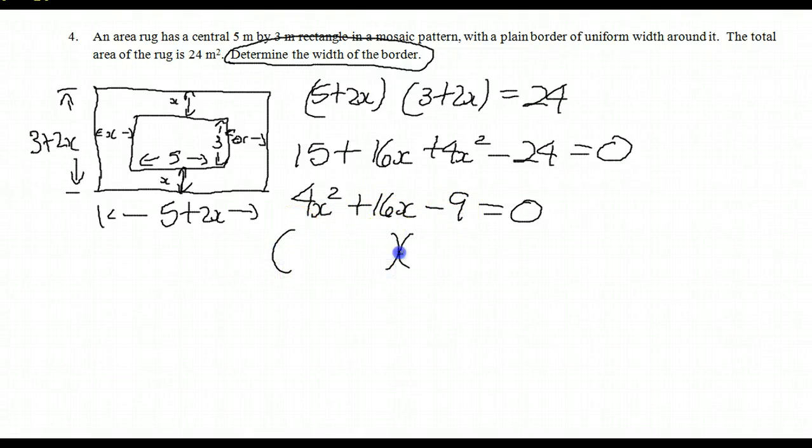So let's put down our 2 sets of brackets. I know that I have opposite signs, right? So what am I going to do? I'm going to guess. So I'm going to say, what if we have 2x and 2x?